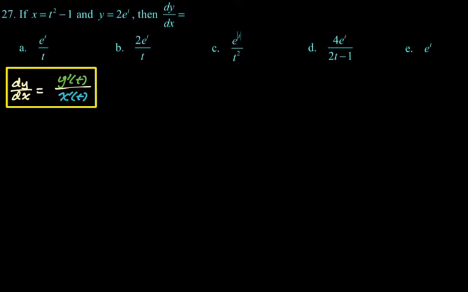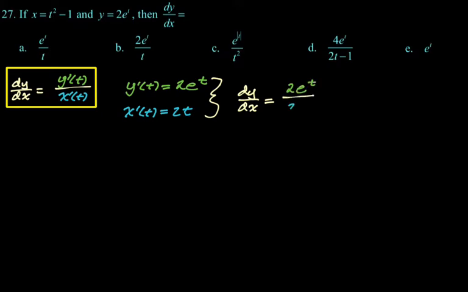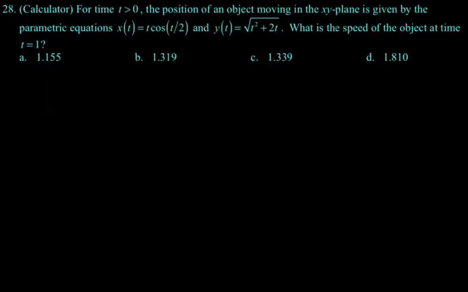I recommend that you find y prime first. I've mentioned this multiple times. Because you're going to, in your mind, want to divide the first thing by the second thing, so you might as well make the first thing the thing that should be in the numerator. And then x prime. So these are straightforward derivatives. So dy/dx is just y prime over x prime, so 2e to the t over 2t, so e to the t over t. And there's nothing wrong with the question being straightforward. Hopefully they all are.